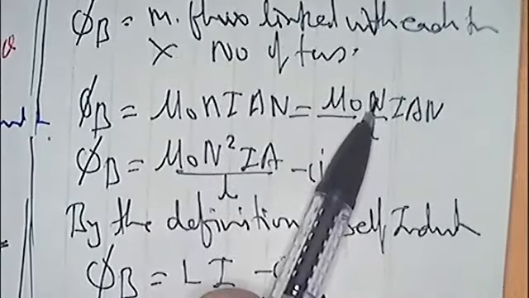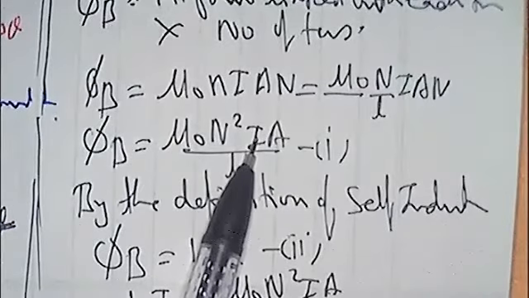Here I substituted number of turns per unit length as total number of turns divided by length of solenoid. Mu naught N square IA by l. This is the magnetic flux linked with the solenoid. By the definition of self-induction, magnetic flux linked is equal to LI. Comparing both, L is equal to mu naught N square A by l Henry.